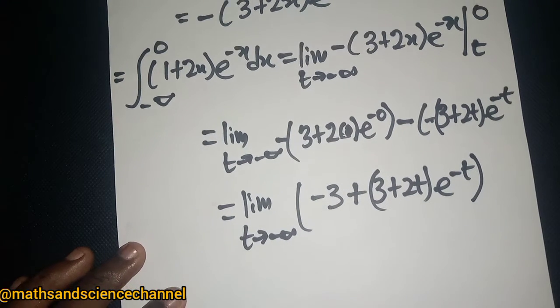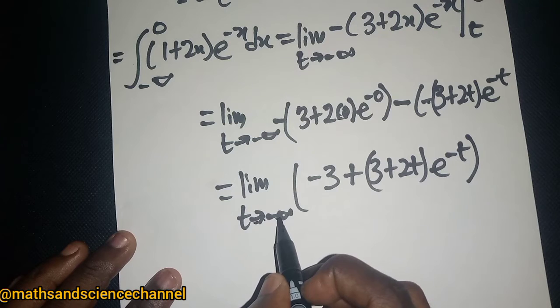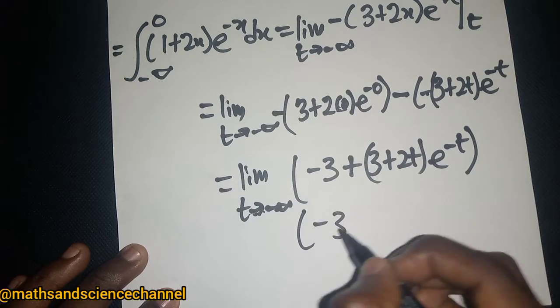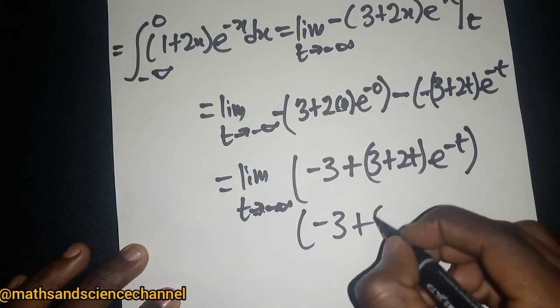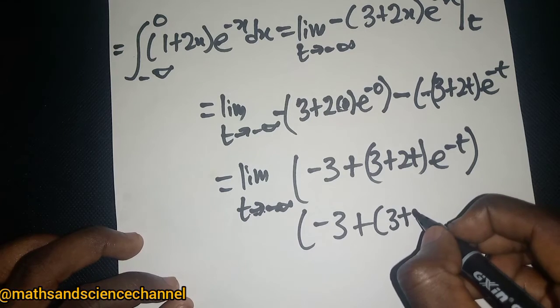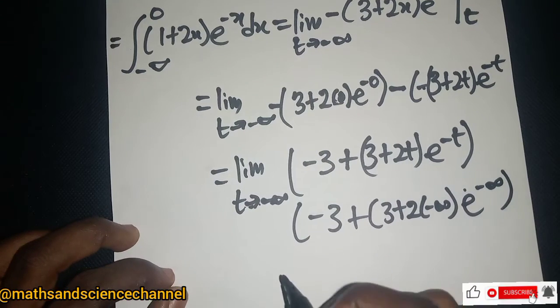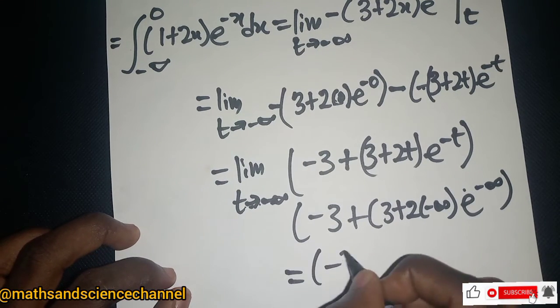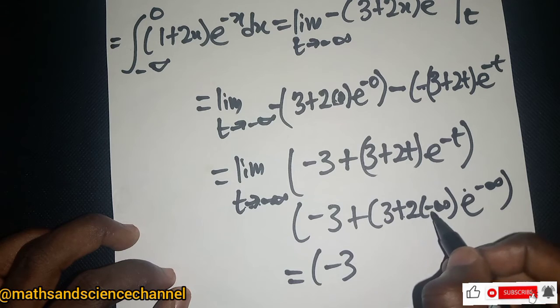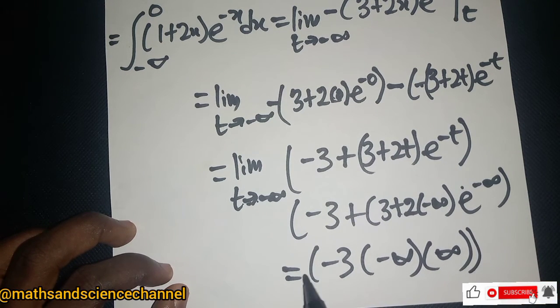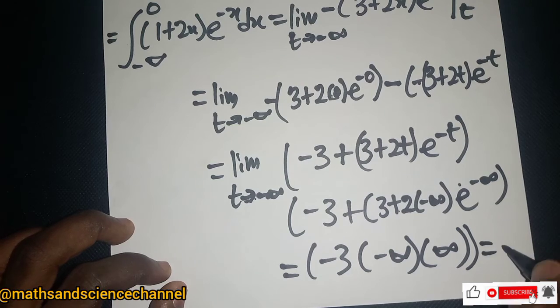Now we have the limit as t approaches negative infinity. As t approaches negative infinity, we have negative 3 plus (3 plus 2t) times e to the negative t. So 2 times negative infinity gives negative infinity, multiplied by e to the power of infinity, which is infinity. So multiplying all of this, we have our answer being equal to negative infinity.